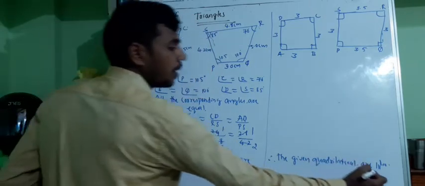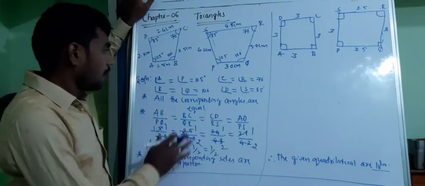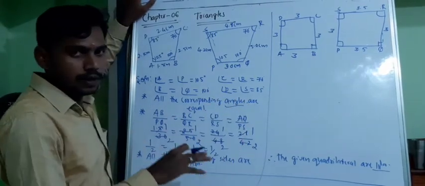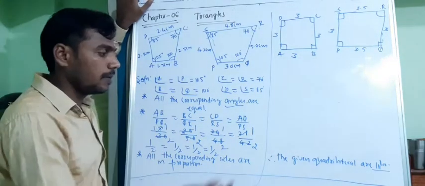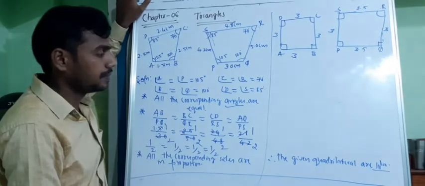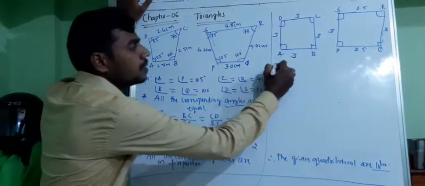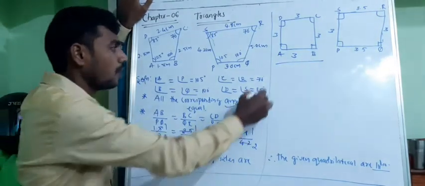So we can write similar in this way. Since both the conditions are satisfied, one, corresponding angles are equal, next, corresponding sides are in proportion, therefore the two given figures are similar. Now I'll just explain this orally; you need to follow this procedure.